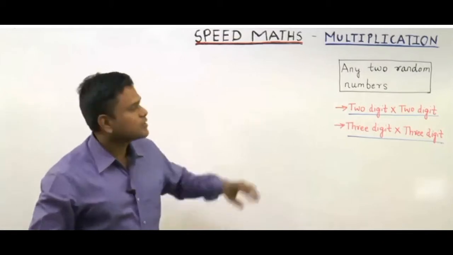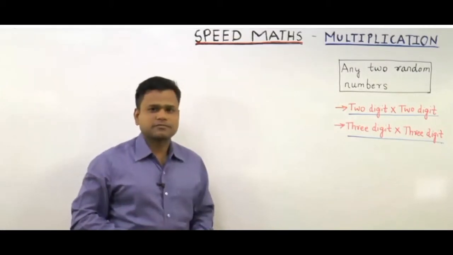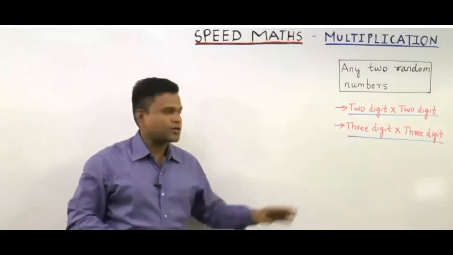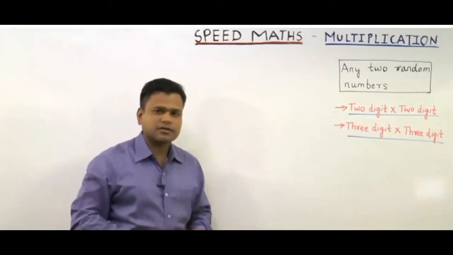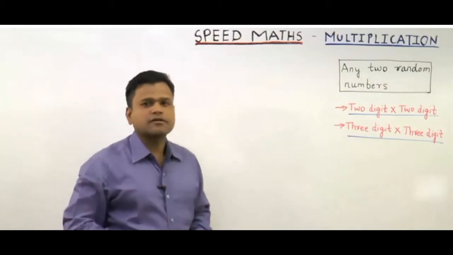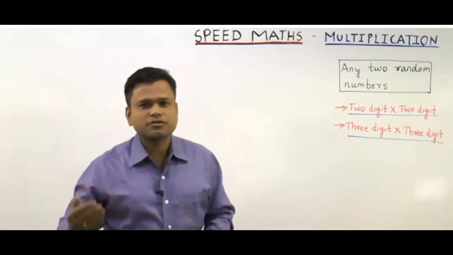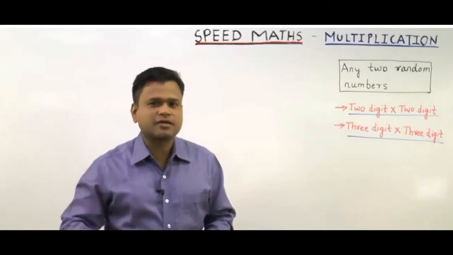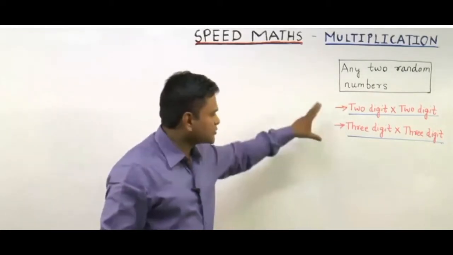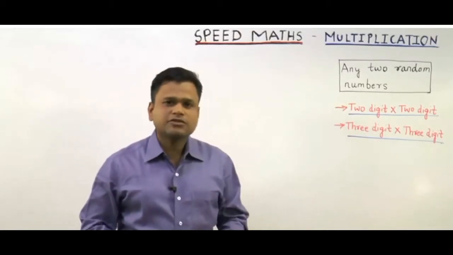In this one, we will take any two random numbers. The first scenario will deal with a 2-digit number into a 2-digit number. Then we will see for a 3-digit number into a 3-digit number. Once you learn about these two, then you can get the answer for any bigger number also. 4-digit number into 4-digit number, 7-digit number into 7-digit number, like that. But before that, let's go ahead and do these two things.